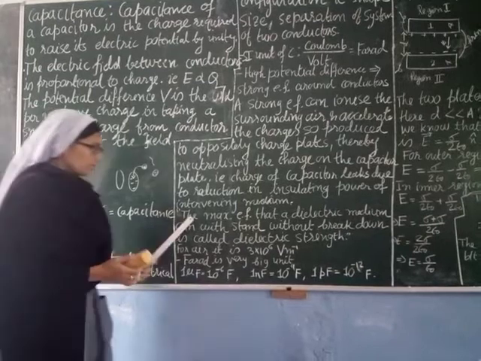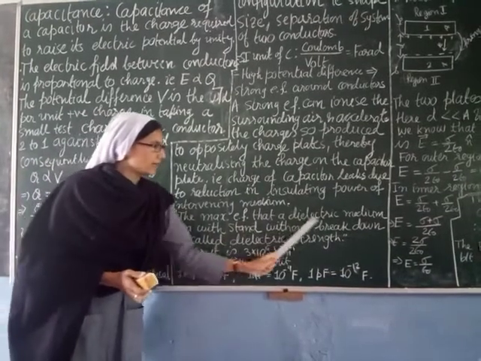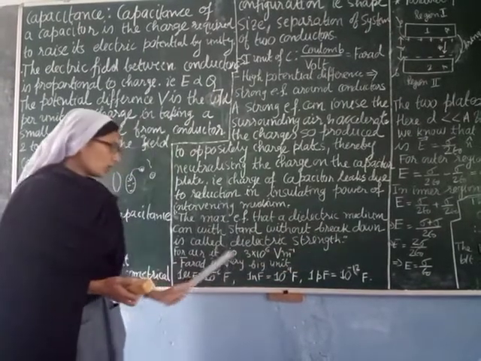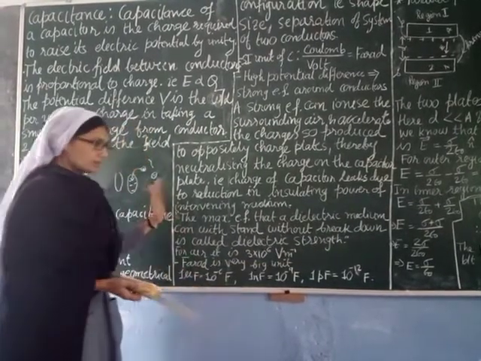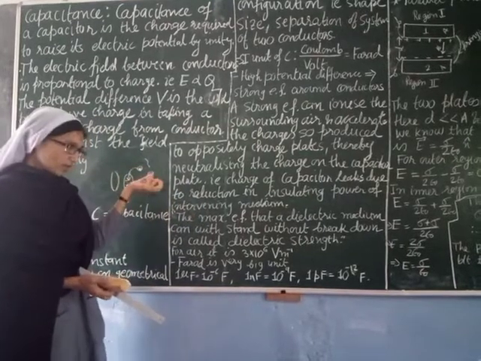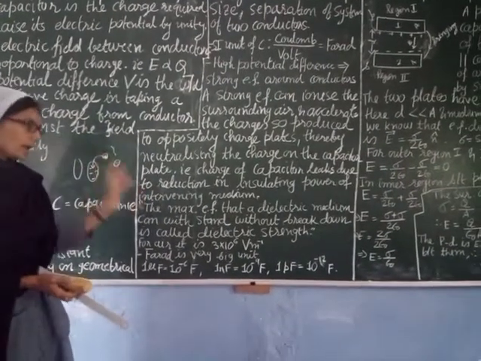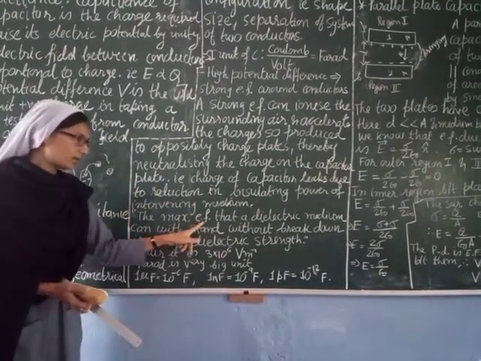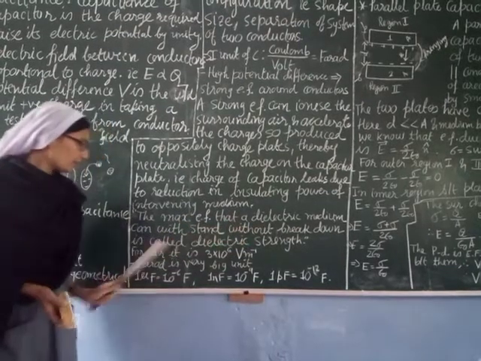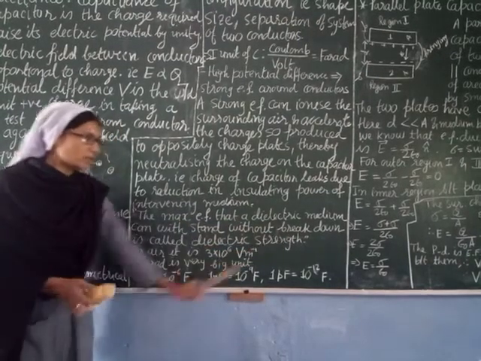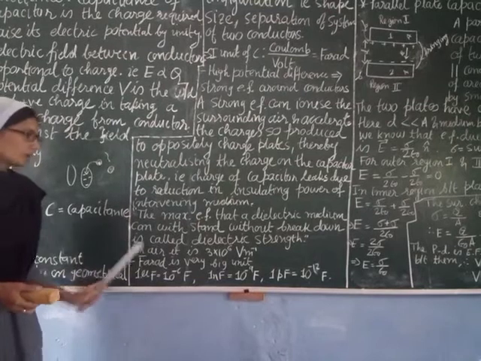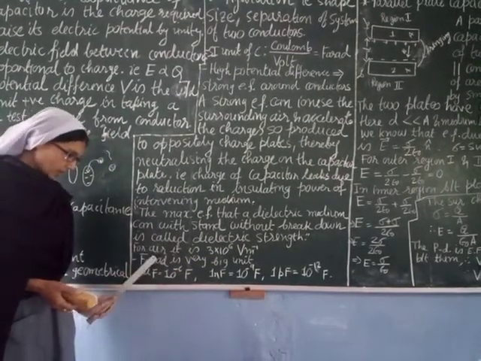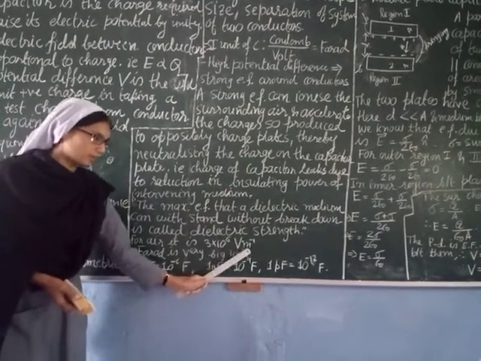That means the voltage from here is leaking, so we call this leakage of the voltage. Then the maximum electric field that a dielectric medium can withstand without breakdown is called dielectric strength. Till it starts to ionize the air molecules around it, that we call the dielectric strength. Breakdown means they will get ionized. The dielectric strength of air is 3 into 10 power 6 volt per meter.